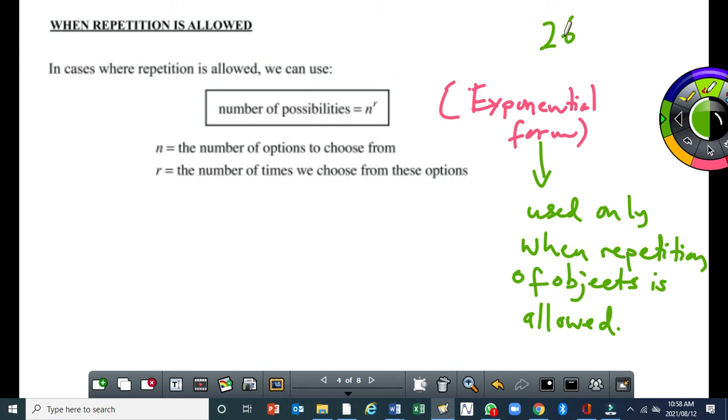Okay, so what I'm saying is, you need to make a three-letter word, right? A three-letter word using the 26 letters, but you can repeat the letters, which means you can have the same letter in all three positions of that word. How many possible words can you have? 17,576. How would you get that? 26 cubed.